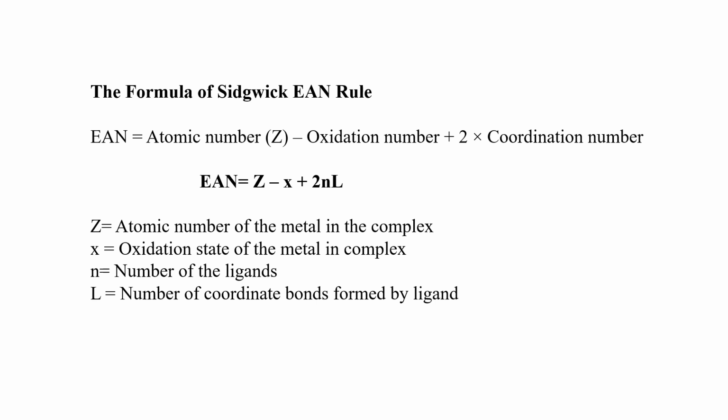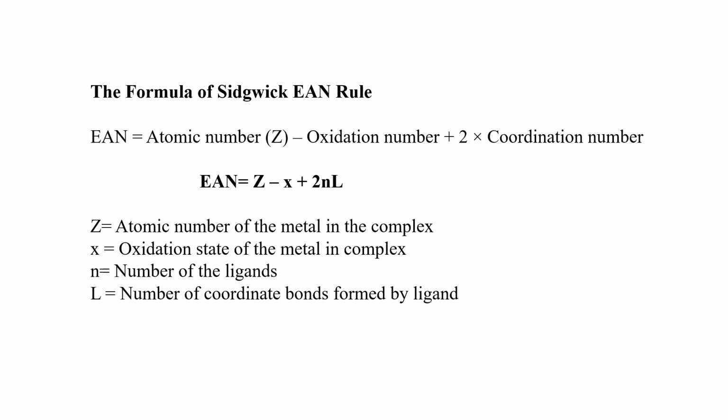If you add the sum of all the electrons given by the ligands along with the atomic number of the central metal atom, then we get the effective atomic number. So EAN is simply said as EAN = Z - X + 2NL, where Z is the atomic number of the metal in the complex, X is the oxidation state of the metal in the complex, N is the number of ligands, and L is the number of coordination bonds formed by the ligand, right? This is how we can calculate the total number of electrons around the central metal atom, right?